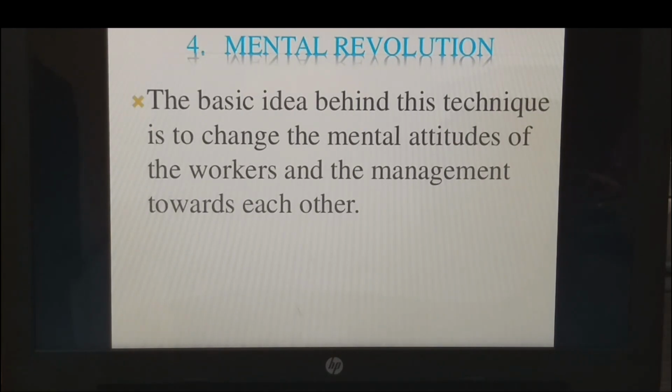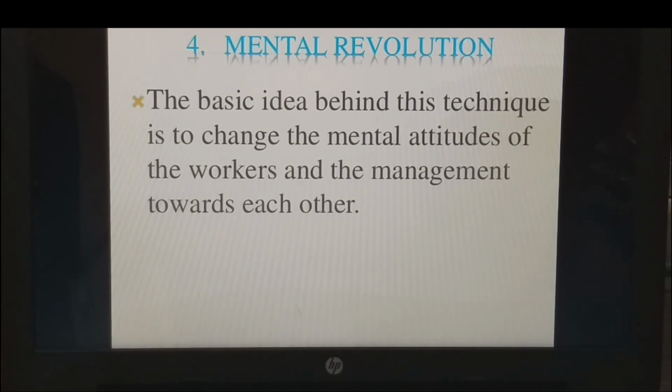Now, what do you mean by mental revolution? That is the change in the mental attitude of management and workers towards each other. That is, they should work in cooperation with each other rather than competition. There should be a change in the mindset of management towards the workers and workers towards the management.